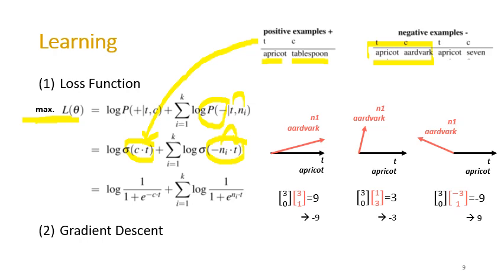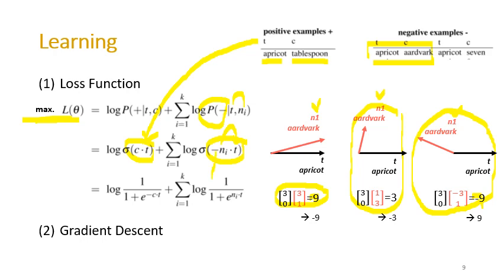Suppose I have 3 vectors that represent aardvark. You see the first vector is quite similar to apricot, the second becomes less similar, and the third one becomes very dissimilar. So if you take the dot product of these 2, the value is 9. If you take the dot product of these 2 vectors, the value is 3. And then if you take the dot product of these 2 vectors, the value is -9.